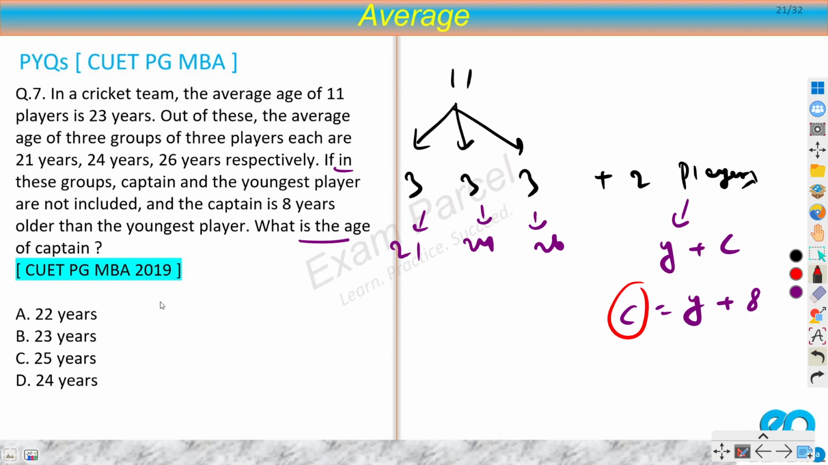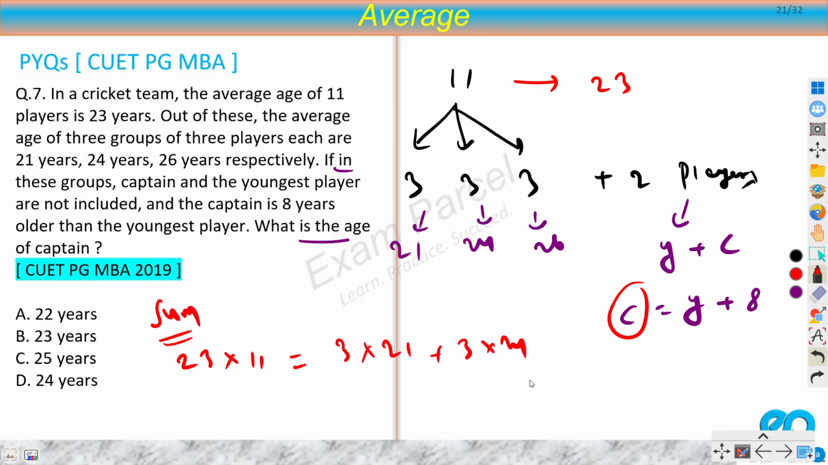Now for such questions we need to find the sum. So what is the sum? The average age is 23, so 23 into 11 is my total sum, equal to 3 into 21, 3 into 24, 3 into 26 plus these two. Right? Since I have to find only the value of C, why take two variables? So can I say that Y is nothing but C minus 8? Y equals C minus 8.